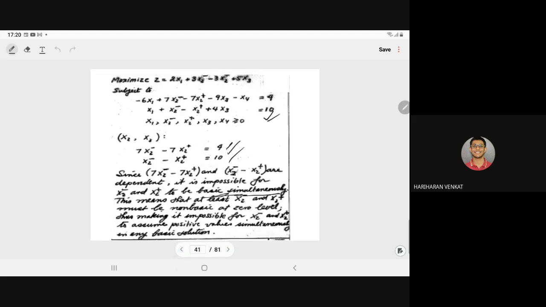Clear? At a time only one variable will be the basic variable.